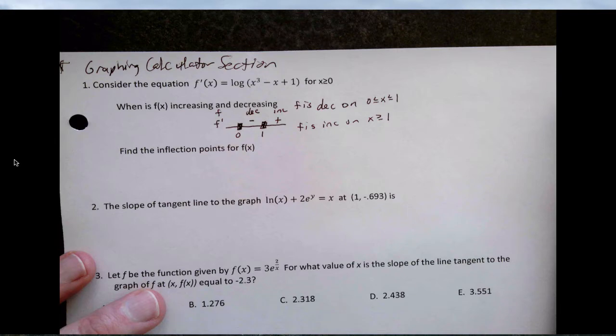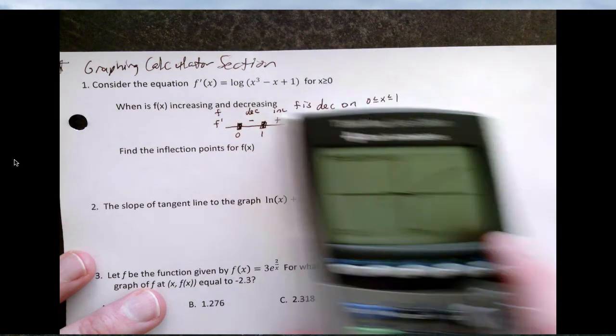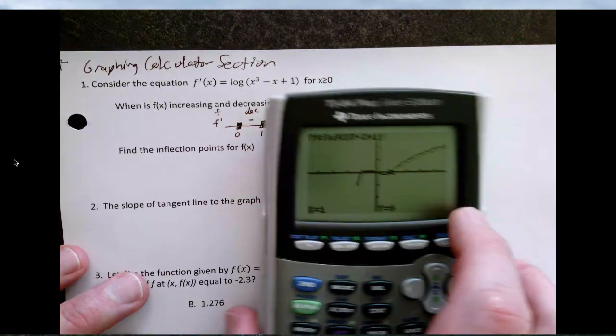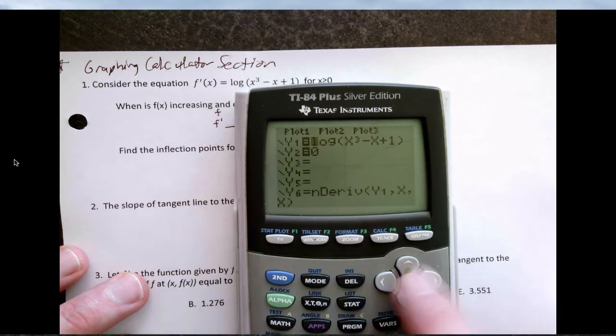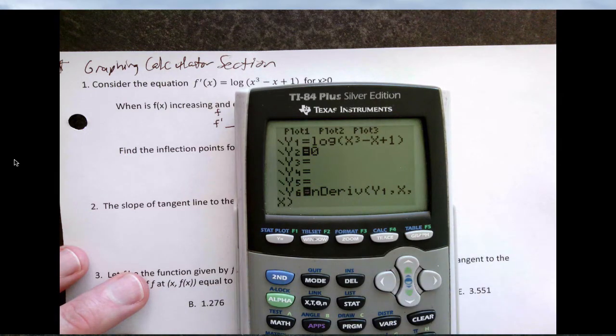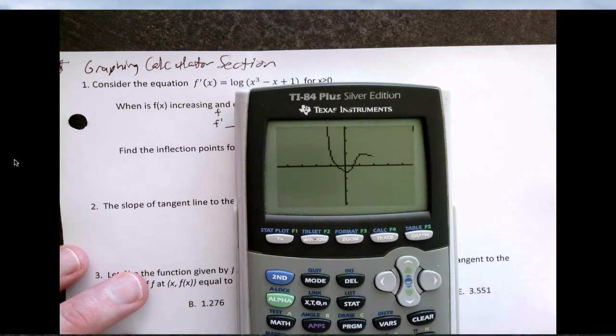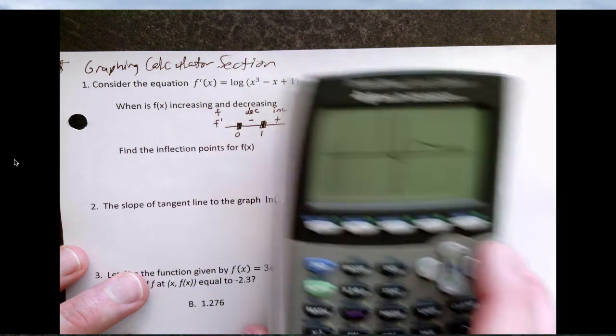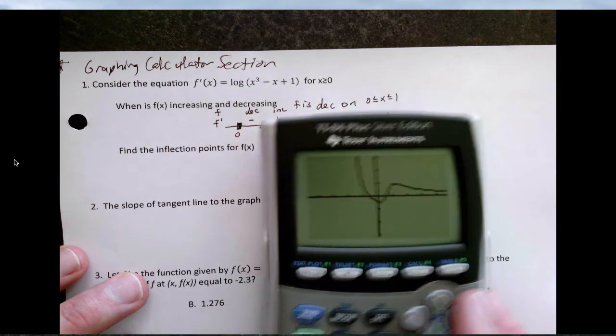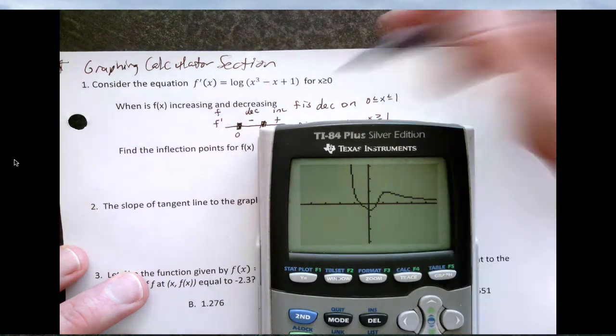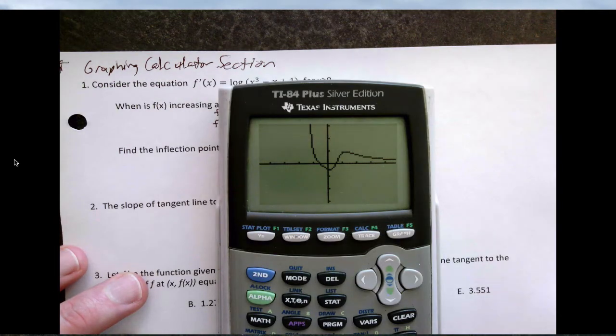Okay, the inflection points. The inflection points are going to be the derivative of that. So I could do the derivative by hand, or I could turn this one off, turn on the derivative of that, and get a sketch of that. In the original problem they said focus on x greater than or equal to 0, so that's all I'm going to focus on as well.